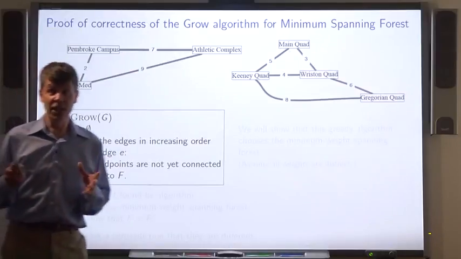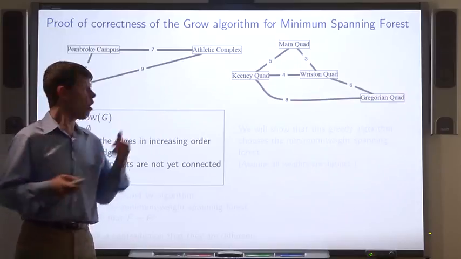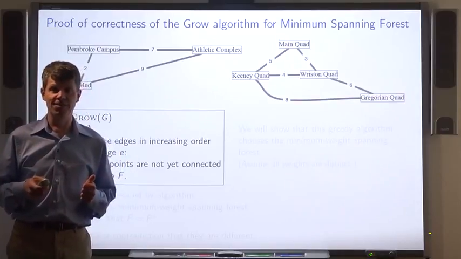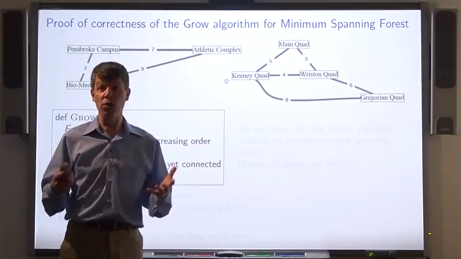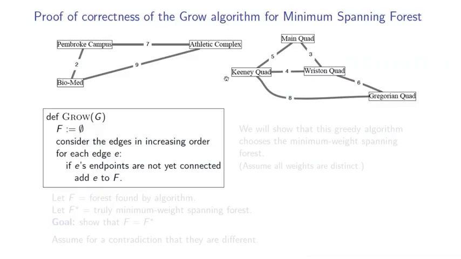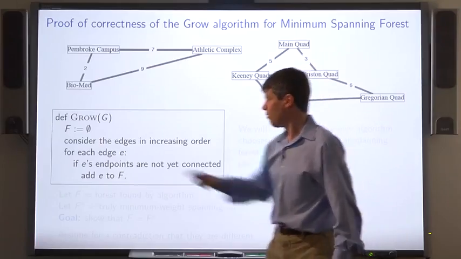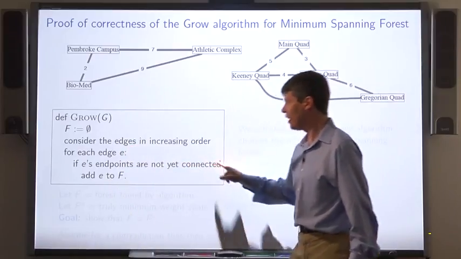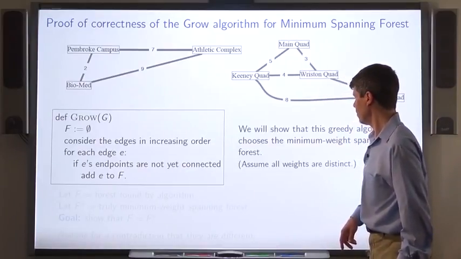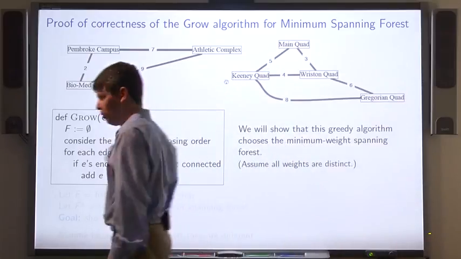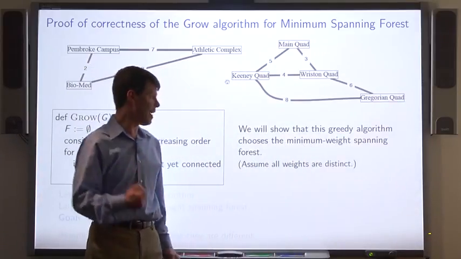Now I'll show how the exchange lemma can be used to prove that our minimum spanning forest algorithm is correct. This is not really part of linear algebra. I'm doing it just as an illustration of the power of the exchange lemma. Here's the algorithm, remember, for finding a minimum spanning forest of a graph G. We start by initializing the forest to the empty set, and we consider the edges in increasing order of weight. For each edge E, if E's endpoints are not yet connected, we add E to F.